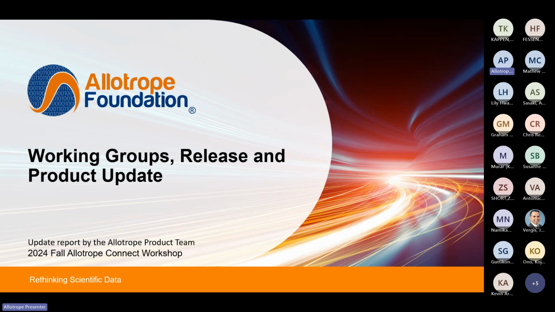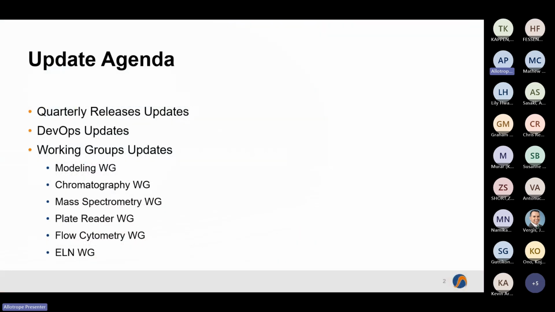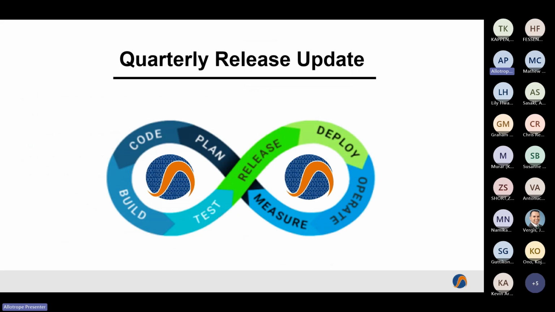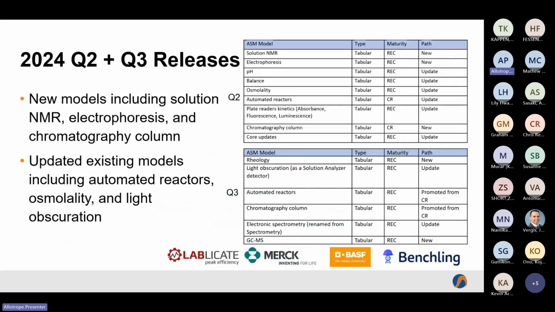So an update on what Allotrope's done in the last 6 months since the Spring Connect, particularly what the working groups have done and what our releases have been. For the quarterly releases, Q2 and Q3, we've had a few new models, Q2 at the top, Q3 at the bottom. Brand new models, things like solution NMR, electrophoresis, chromatography columns. I'm going to go into a little more detail on the relevant slides.